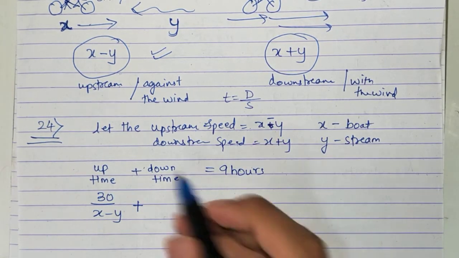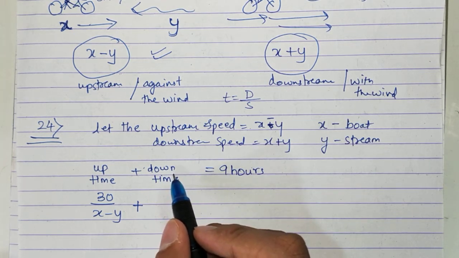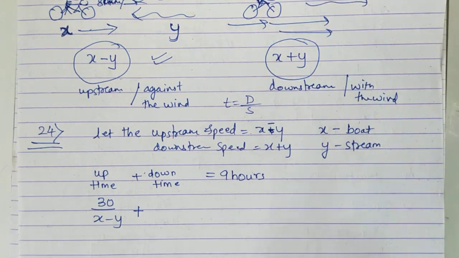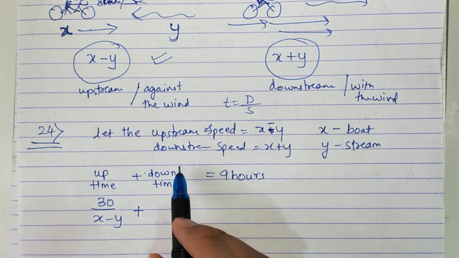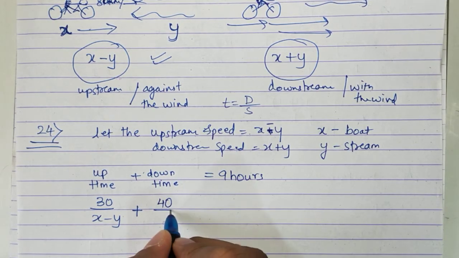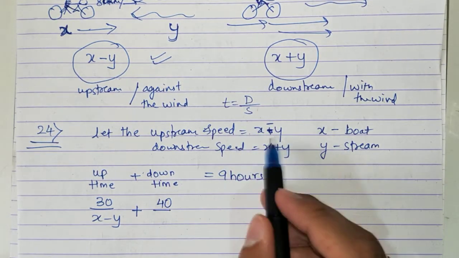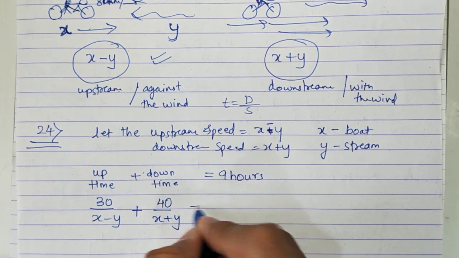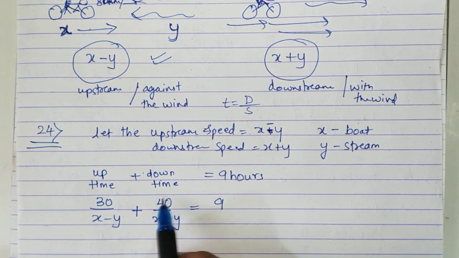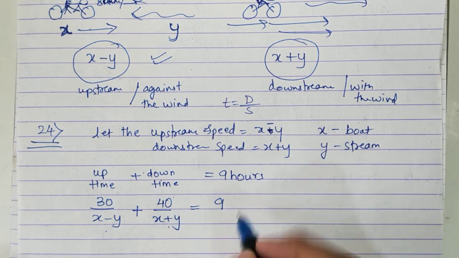plus downstream time, downstream they are saying in the question that 40 kilometers downstream जाता है वो, ठीक है, तो distance is 40 and downstream की speed क्या होती है x plus y and this total is 9 hours. So upstream time plus downstream time, time is distance upon speed equals 9 hours. So this is my first equation.